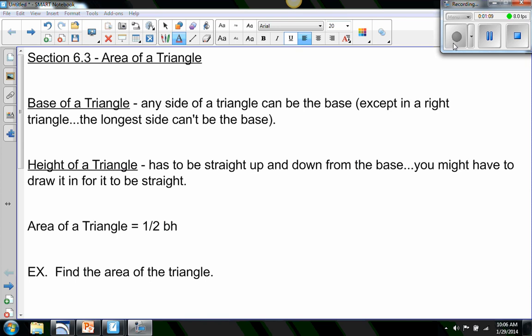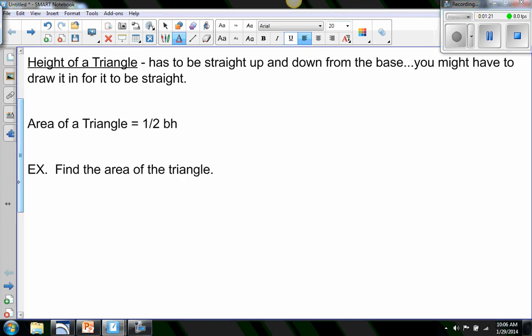So the formula that you're going to have to use for area of a triangle is 1/2 of the base times the height. So basically you just take base times height and divide it by 2. And here's why this works.